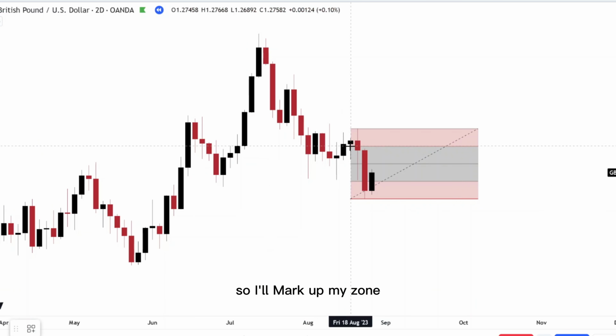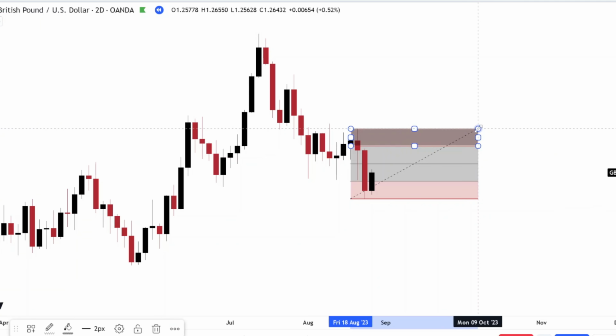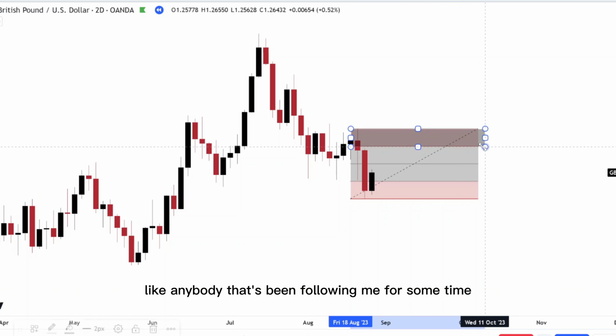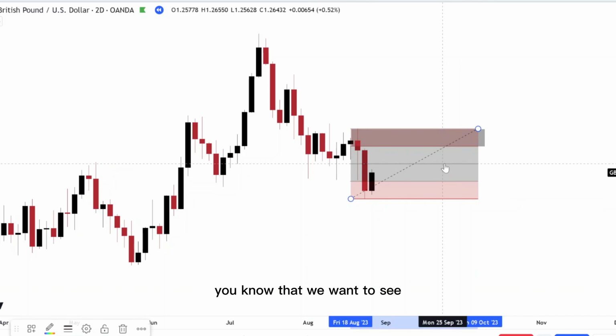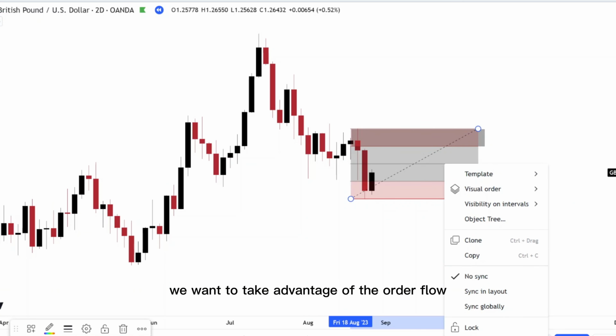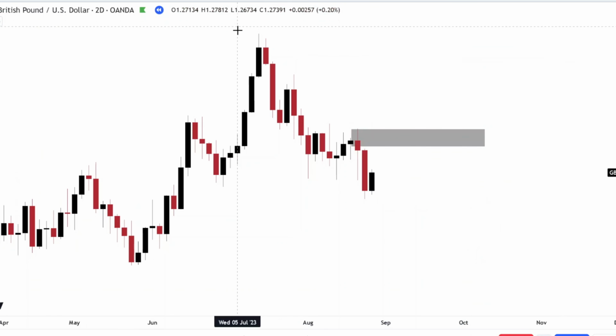So I'll mark up my zone. And of course, like anybody that's been following me for some time knows, we want to take advantage of the order flow. We don't want to anticipate an order flow change. We want to react to it. We want to see that price already shifted gears, and we're taking advantage of the institutional sponsorship. So now I would go to the 8-hour.